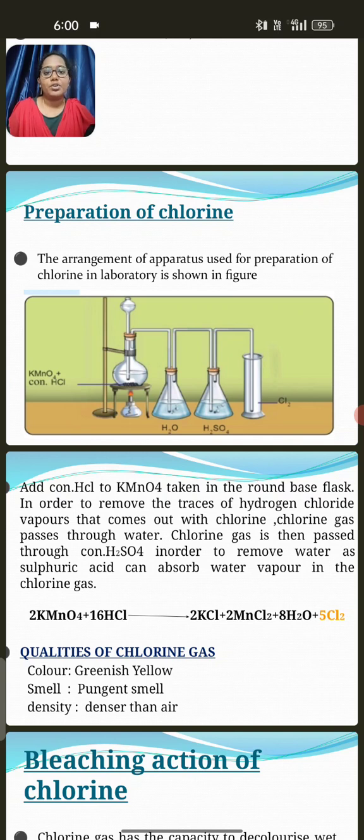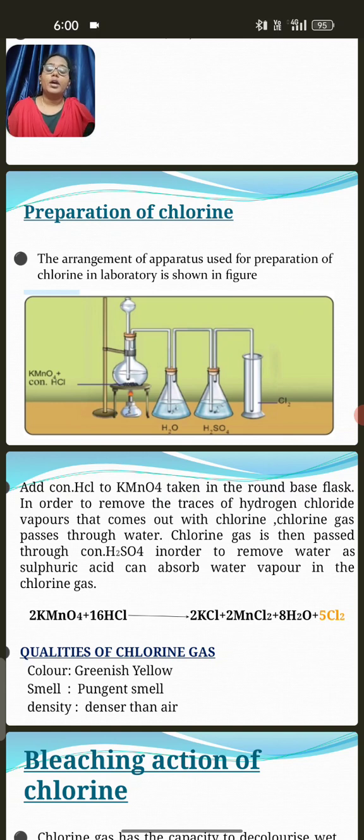The equation for the preparation of chlorine is shown. 2 KMnO4 plus 16 HCl gives 2 KCl plus 2 MnCl2 plus 8 H2O plus 5 Cl2. Finally, we get chlorine gas at the gas jar.